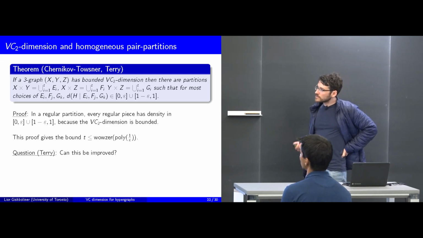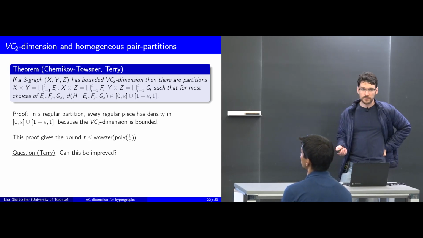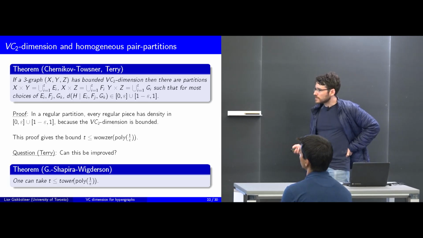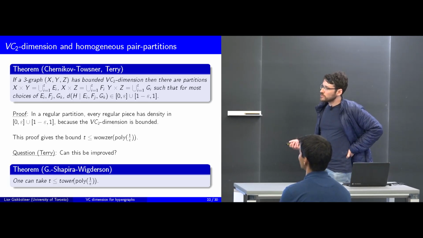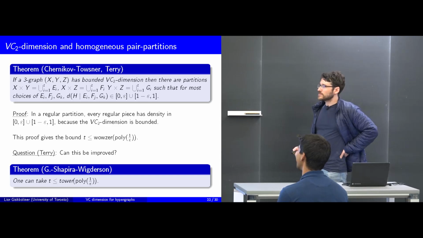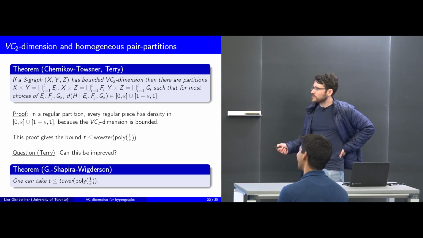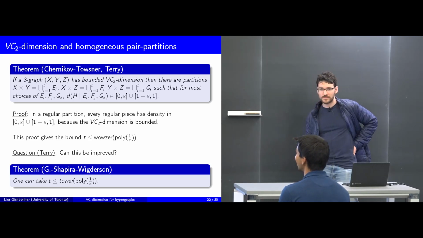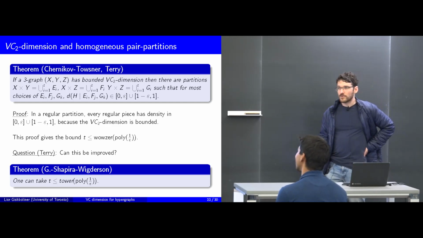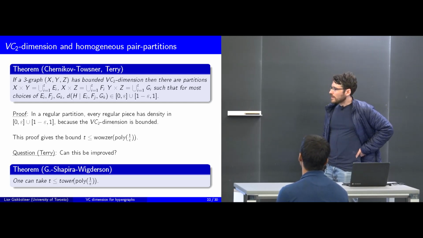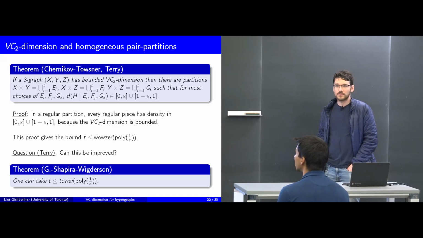Now, Terry asked, can we improve this, or can we do anything better? So the second result that I want to mention is that we can do better. So it's still a very fast-growing function. It's a tower, but we can do better than the Wowzer. Okay. Questions?